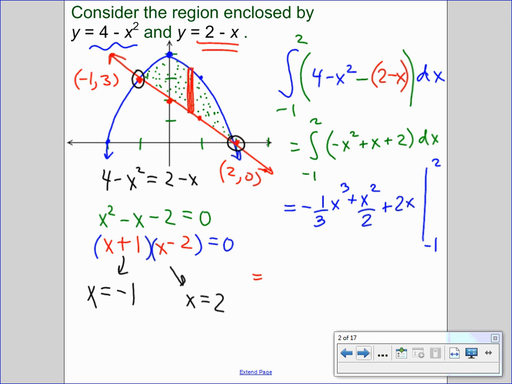And our top limit all the way through. I get negative 1/3 times 2 cubed is negative 8/3, plus 4 halves, plus 4, minus my lower limit all the way through. Negative 1/3 times negative 1 is plus 1/3, plus 1/2, minus 2.